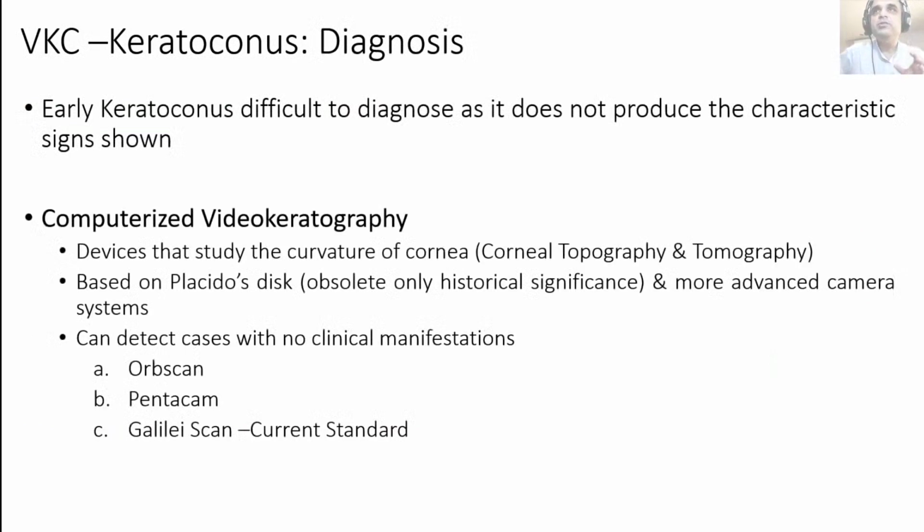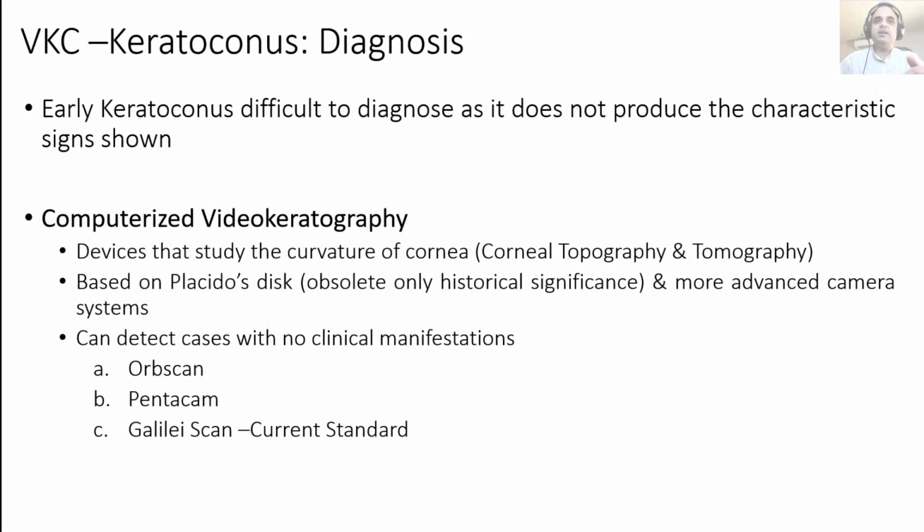And you need something called computerized video keratography, which is basically a computer-based testing of your corneal curvatures, which can detect cases with no clinical manifestations. And that is when you want to pick up your keratoconus, so that you know, yeah, your keratoconus is now starting. Again, as I said, it's a progressive disease, but we can control the itching, or eye rubbing, to at least try and slow down the progression of the disease, because once it starts, it continuously progresses on.